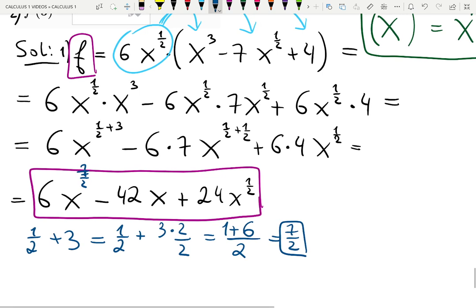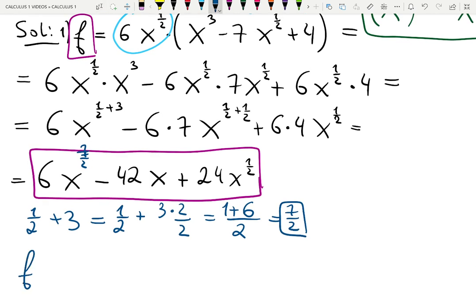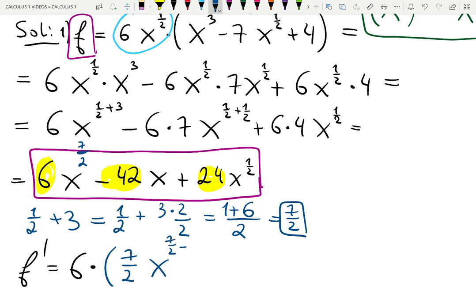Now, it's still step 1, but we're gonna differentiate this result. F prime will be, following the power rule, this 7 over 2 looks so ugly, I don't like it. It is 7 over 2, better. Power rule says, so first of all 6 will stay. In general, these rates will be still there after differentiation. So 6 is multiplied by. Power rule says 7 over 2 will go down. And now I have x raised to the 7 over 2 minus 1.